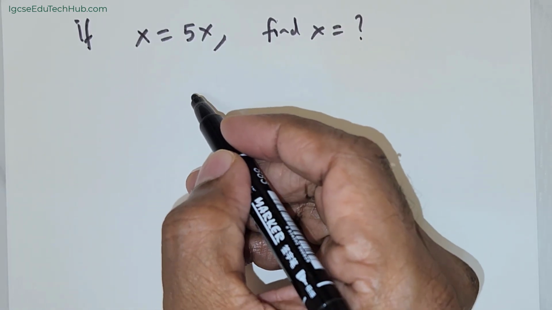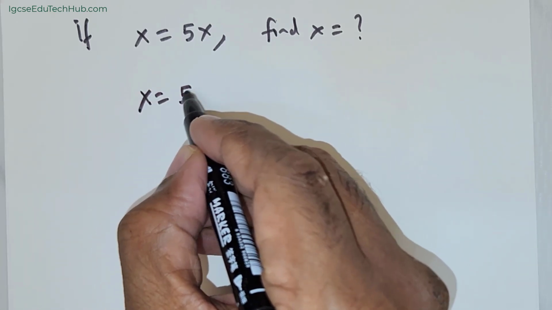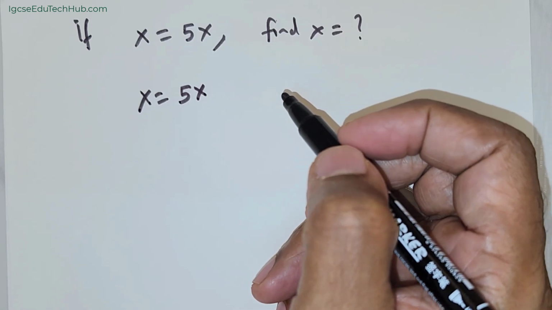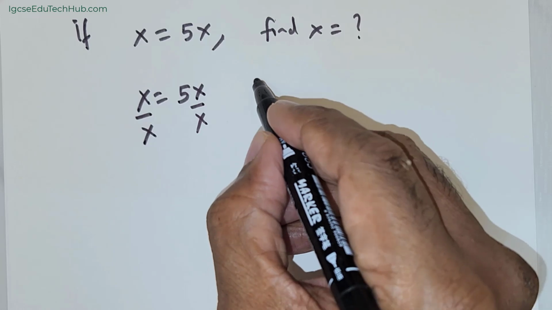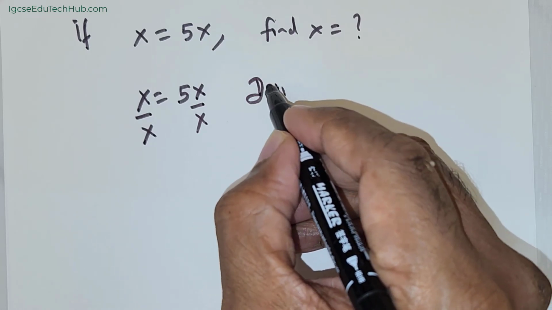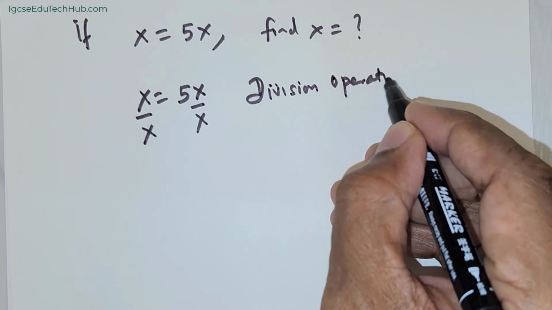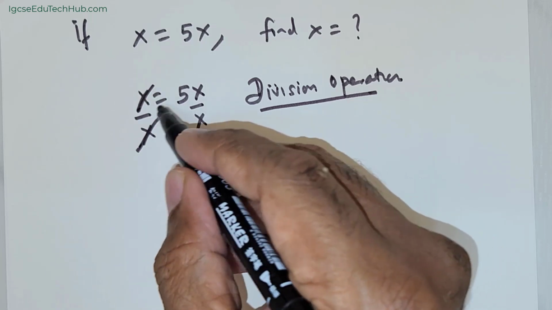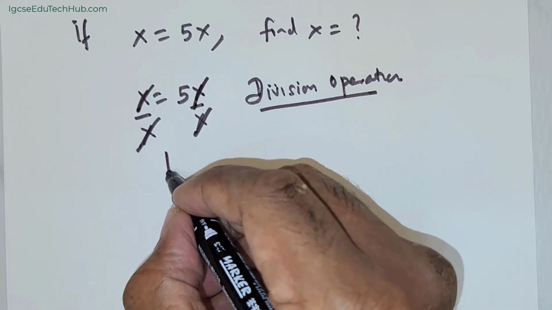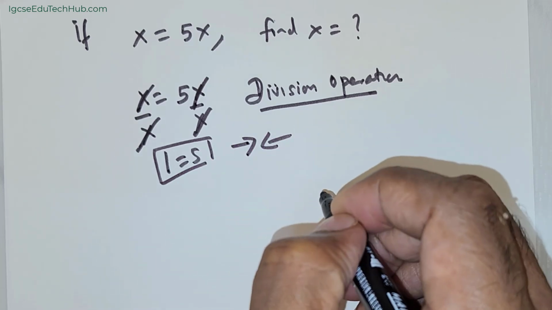x is equal to 5 times x. We are expected to find x. Now usually what people intend to do here is to divide both sides by x. So they are using the division operation and they cancel the x's on the left versus the x's on the right, and you get 1 is equal to 5. This is a contradiction.